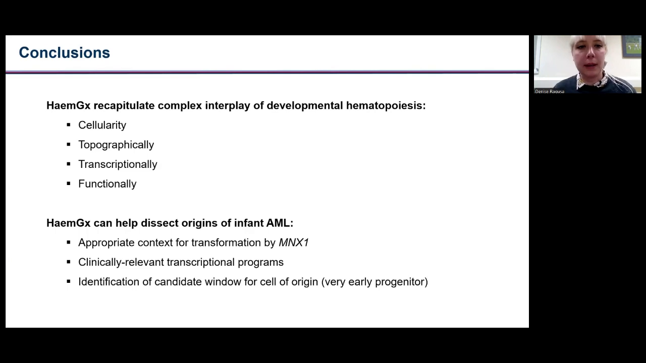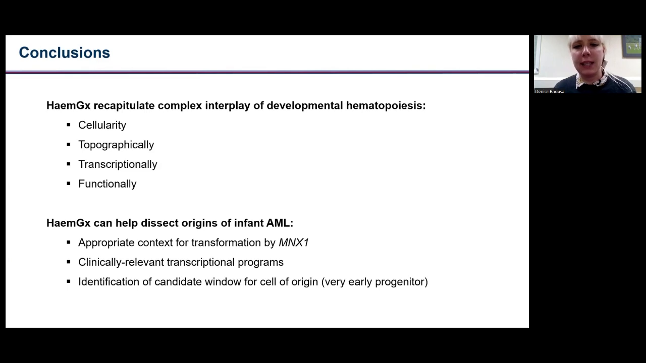So just to sum up both sides of the talk, both of the hemogenic gastruloid system, again, we already saw that having a 3D spatially resolved and temporally resolved system can really help us understand all those processes of developmental hematopoiesis, but also we can use it to understand when these processes go wrong. So in the case of infant AML, this can really help us dissect the origins of these malignancies, which trace back to the in utero life rather than newborn life.